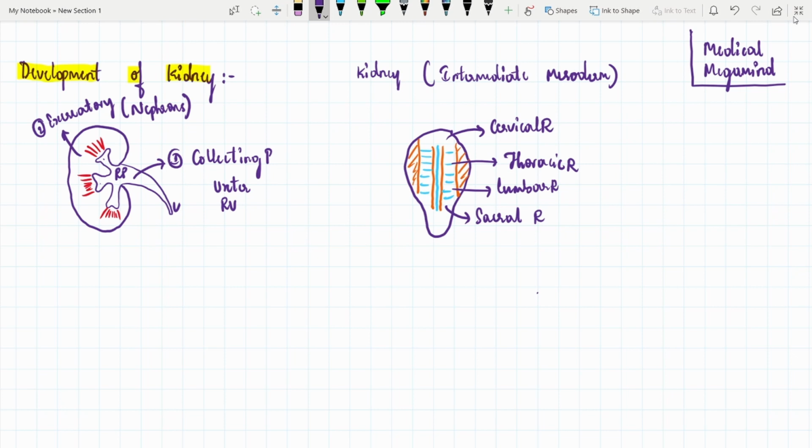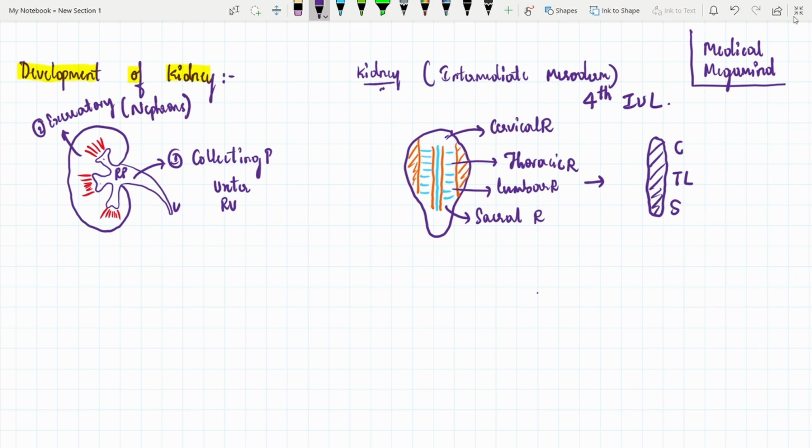At the beginning of the fourth week of intrauterine life, the development of the kidney begins. So this is how it looks. This is the intermediate mesoderm. This is the cervical part. This is the thoracolumbar part. And this is the sacral part, right?